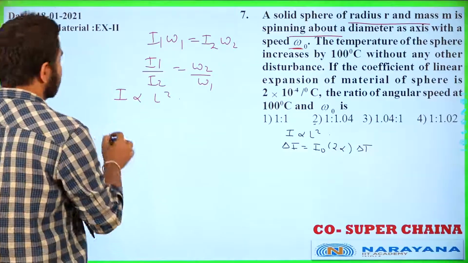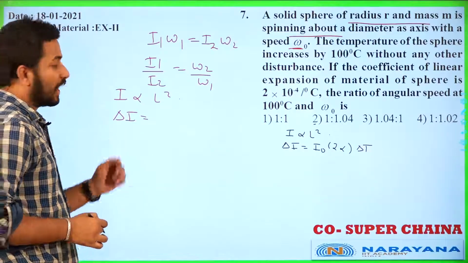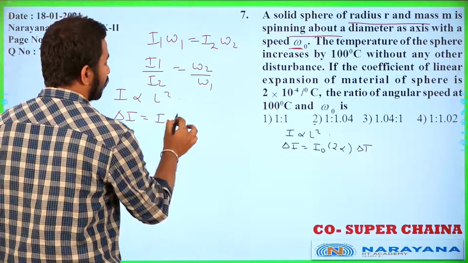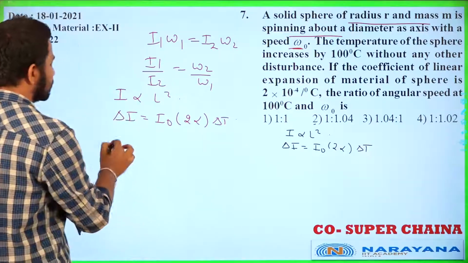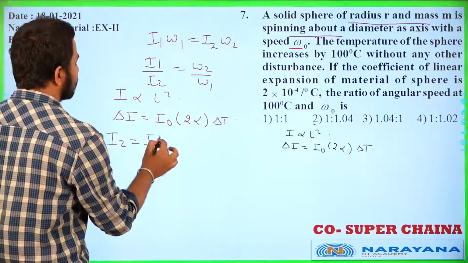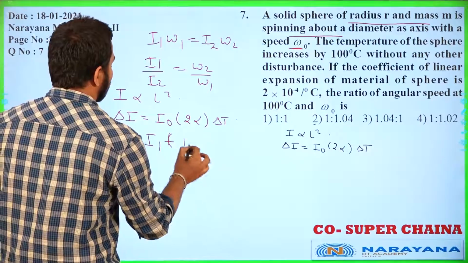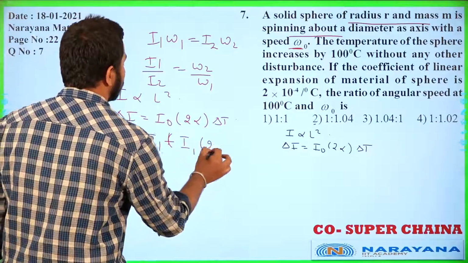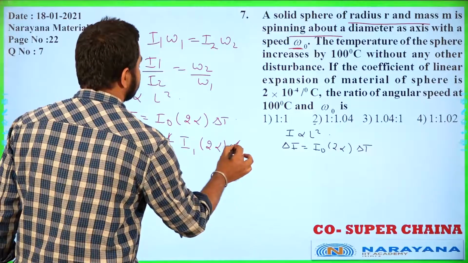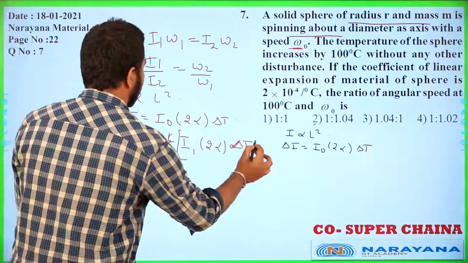I know moment of inertia is directly proportional to L square. So if moment of inertia is directly proportional to L square, my dear student, I can write delta I will be nothing but I naught 2 alpha delta t. That is, I2 can be written as I1 plus delta I, which is I1 into 2 alpha delta t. This will be my change, right?